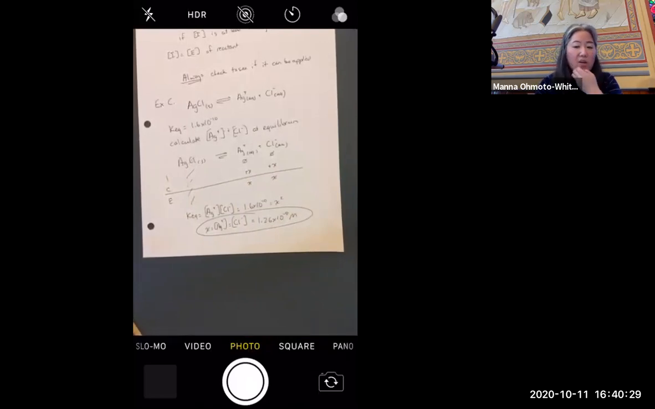So that's saying no matter how much silver chloride I put in, for every liter of solution that I have, only 0.000126 moles per liter of silver ions and chloride ions will be created.